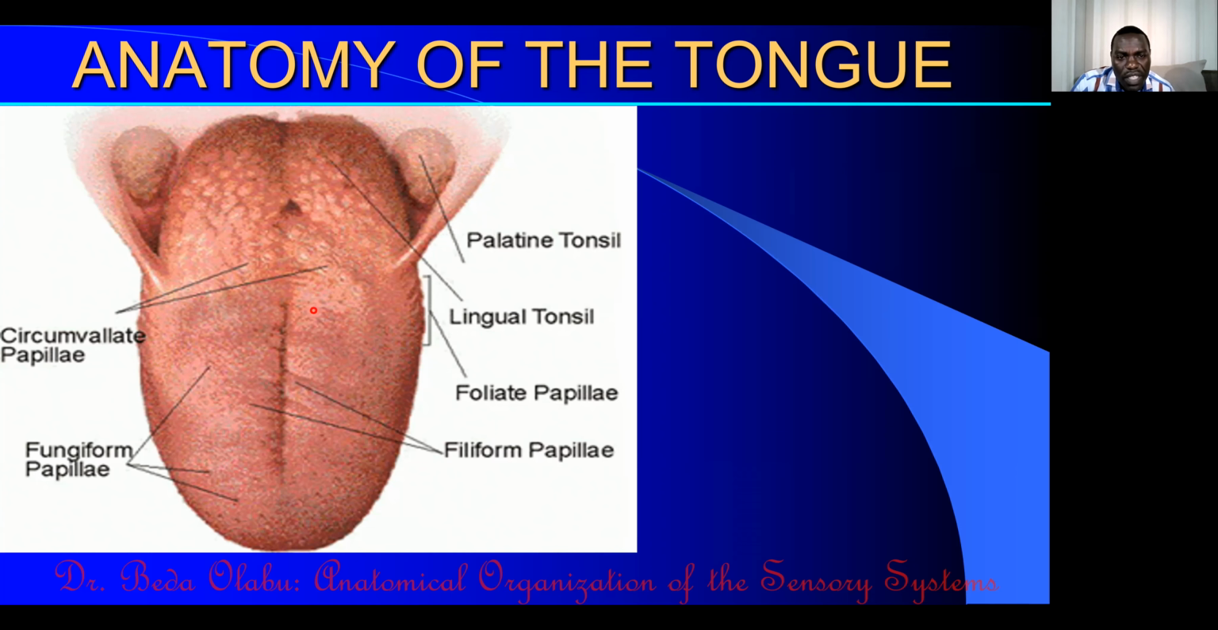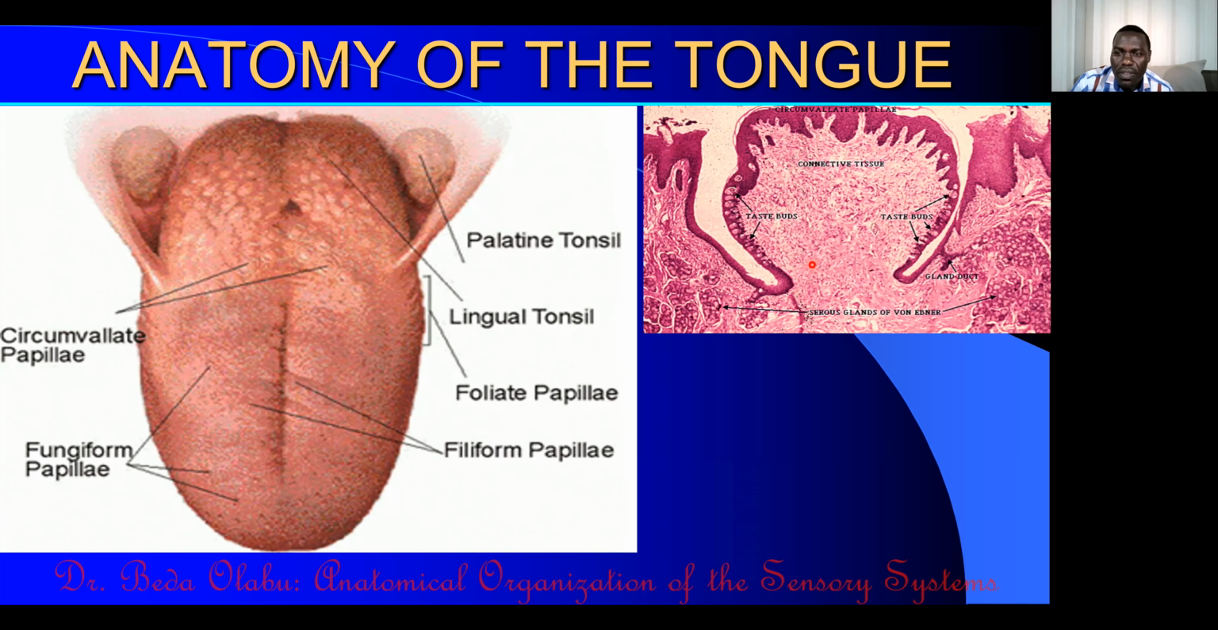On the surface of the tongue, the surface is not very smooth. There are projections on the surface of the tongue. Those projections on the surface of the tongue, however tiny they are, are called the papillae. If you are to magnify one of those projections, it will look like this under a microscope. There are 4 types of papillae on the tongue.